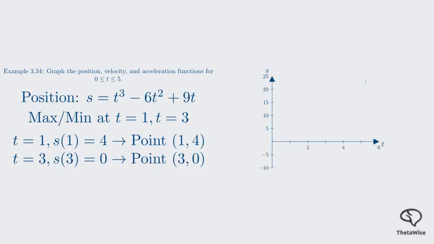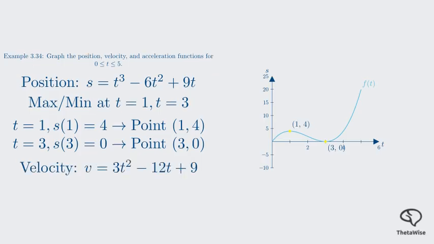Now let's plot the graph of the position function. It starts at 0, goes up to a peak at t = 1, comes back down to the t-axis at t = 3, and then climbs upwards. This is the f(t) curve on your graph.